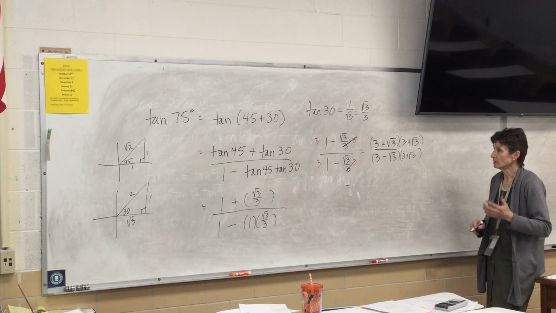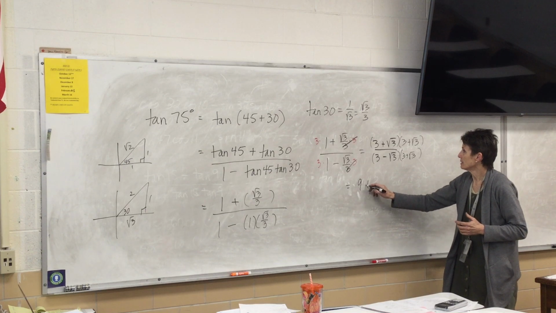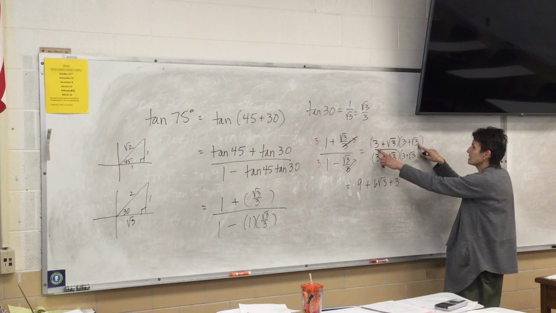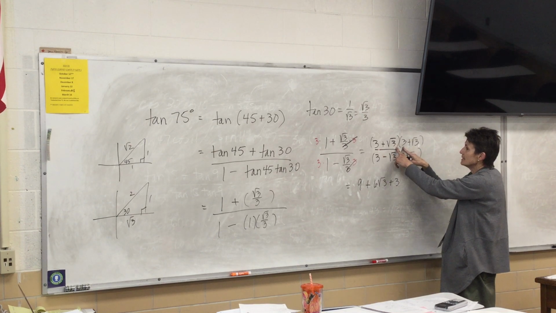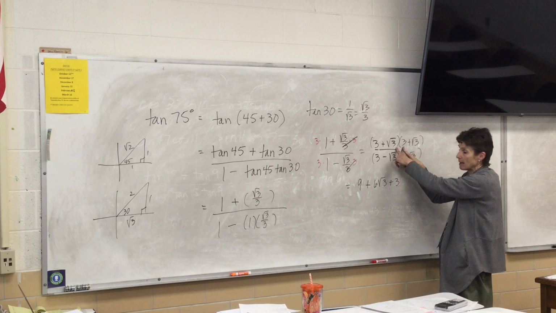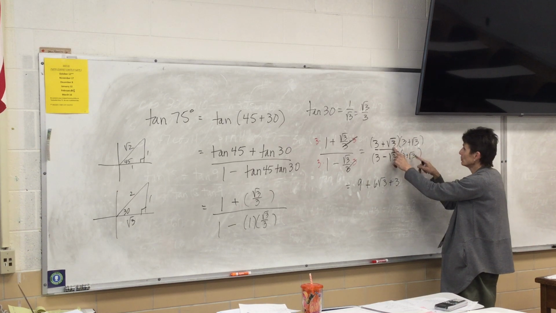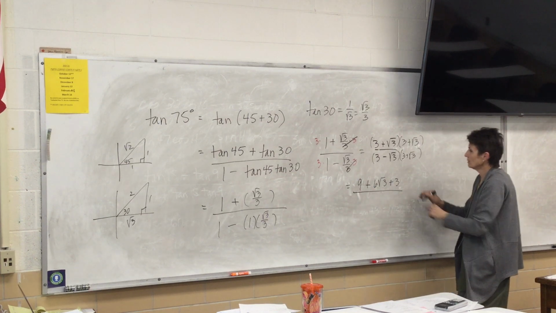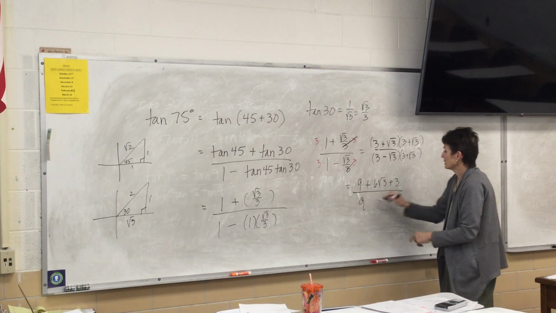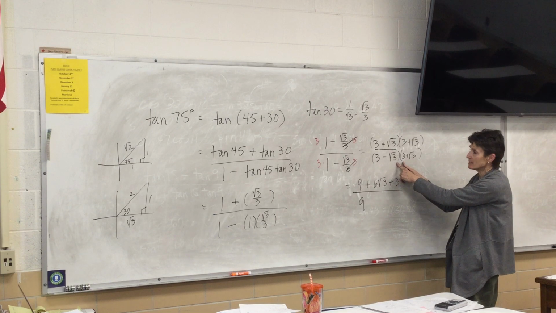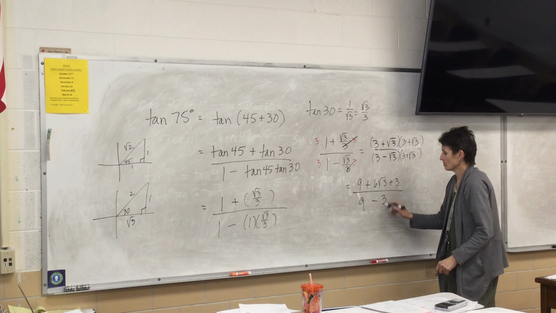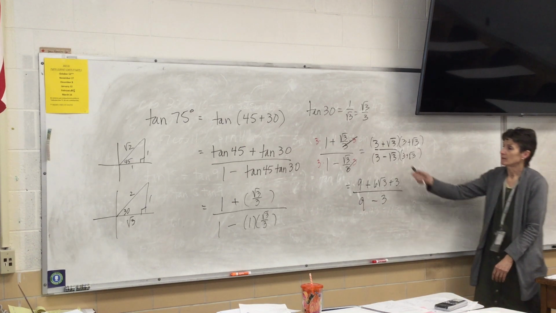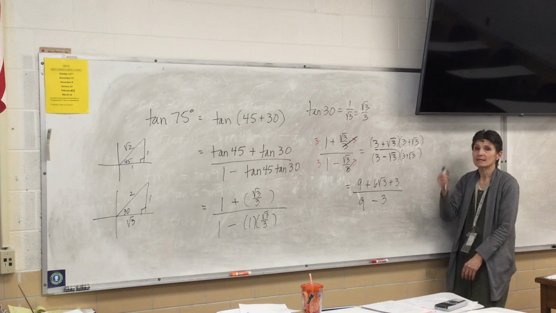So now I'll FOIL. 9 plus 6 root 3 plus 3. Outside is 3 root 3. Inside is 3 root 3. That makes 6 root 3. And then root 3 times root 3 is 3. Over 9. Outside and inside cancel, and minus 3. Again, radical 3 times radical 3 is just 3.